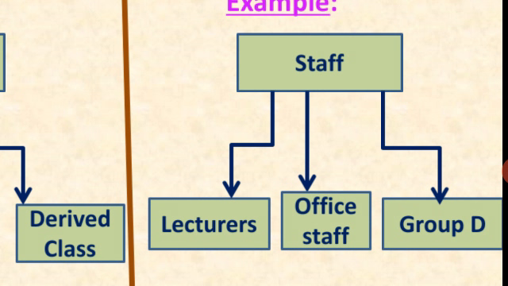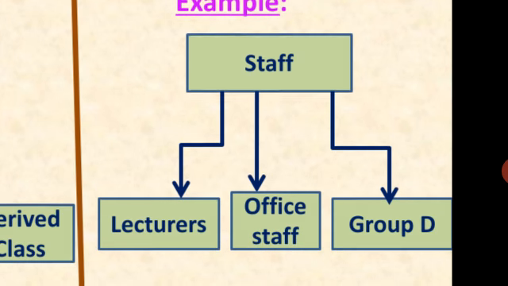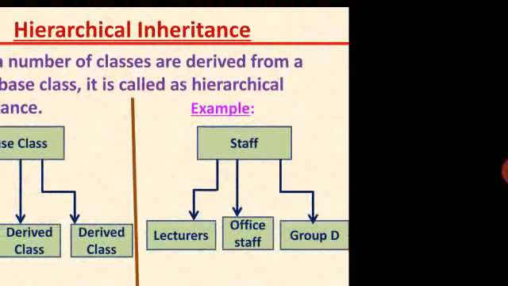Staff may be lecturers, there may be office staff, there may be group D staff, peons and all we consider in the group D class. So all these different categories will come, but all of them belong to which base class? Staff of the college. So this is an example of hierarchical inheritance.